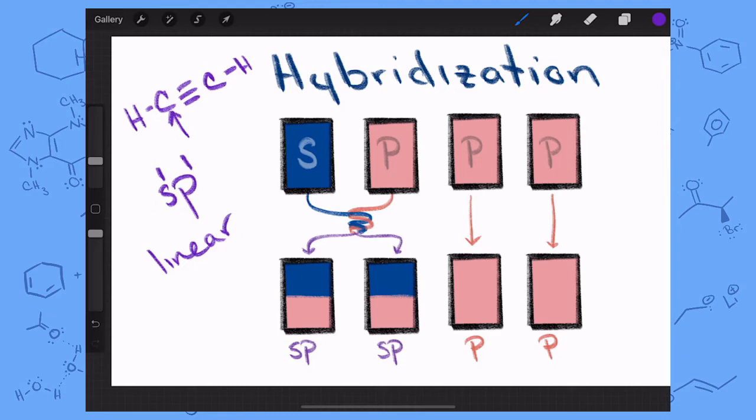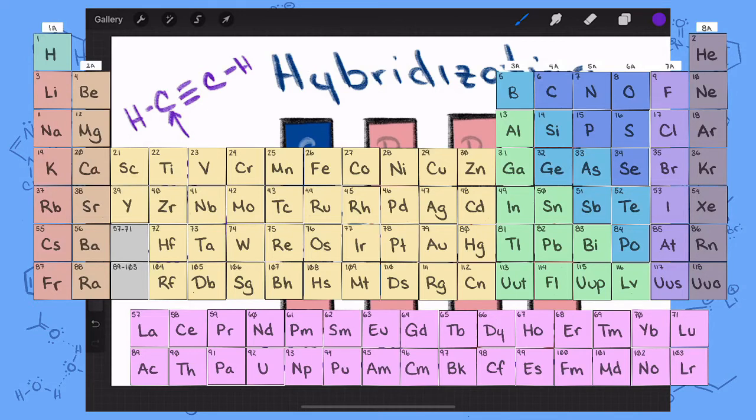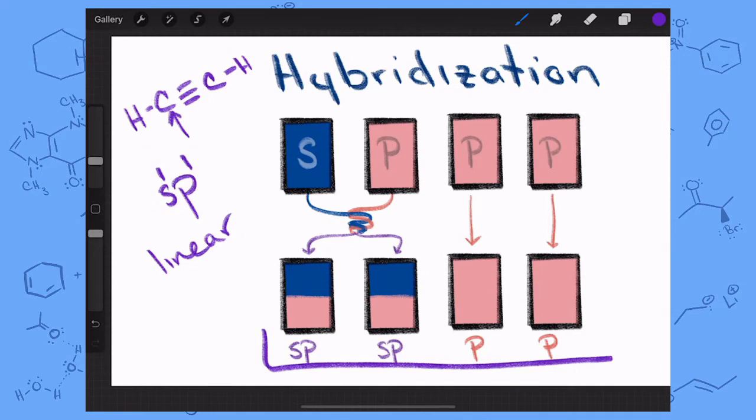And when it's linear, if it's sp hybridized, it will always have these same 4 orbitals. Any atom that's sp hybridized has 2 sp orbitals and 2 p orbitals every single time. It doesn't matter what atom on the periodic table it is. Carbon, nitrogen, oxygen. If it's sp hybridized, it has 2 orbitals that are sp hybridized and 2 unhybridized p orbitals every single time.